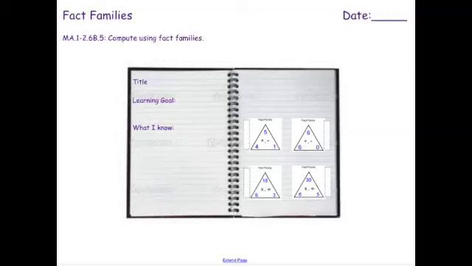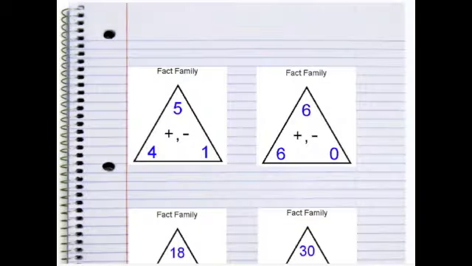Today's lecture is on fact families, Common Core Standard MA 1-2.6b.5. Compute using fact families. So you should have your templates inserted into your notebook already of your fact family triangles. These are taped in, as you can see, along the outer edges so that they can flip up. And what we're going to be doing is writing underneath your fact family triangle the proper fact family. Don't forget your learning goal and your what I know.